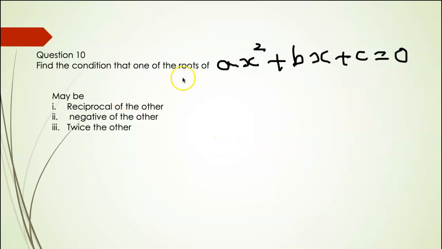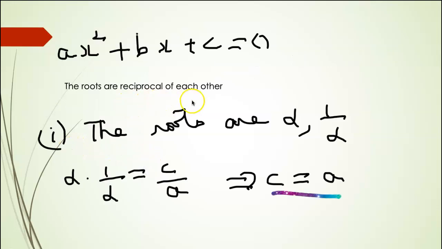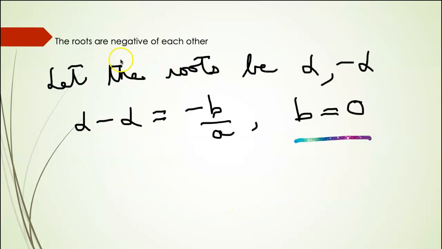Next, find the condition that one of the roots of ax squared plus bx plus c equal to 0 may be reciprocal of the other, negative of the other, and twice the other. So if the roots are reciprocal of each other, they will be alpha and 1 by alpha. So alpha into 1 by alpha is c by a, or c equal to a. If the roots are negative of each other, the roots will be alpha and minus alpha. So alpha minus alpha is minus b by a, that means b equal to 0.